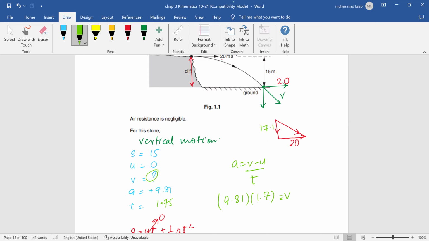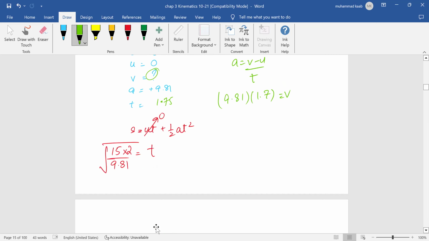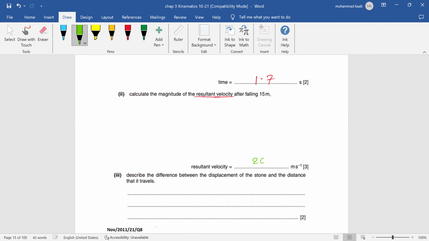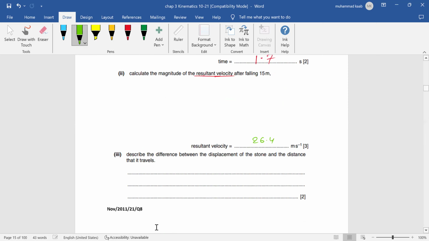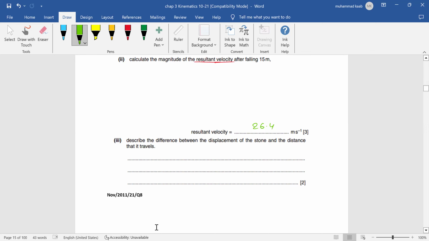17.15. Now you can apply the Pythagoras theorem and find the resultant velocity. That would be 20 squared plus 17.15 squared. Understood? Yes, sir. Perfect. How much? 26.4, sir. Perfect, awesome. 26.4. Okay, come forward.